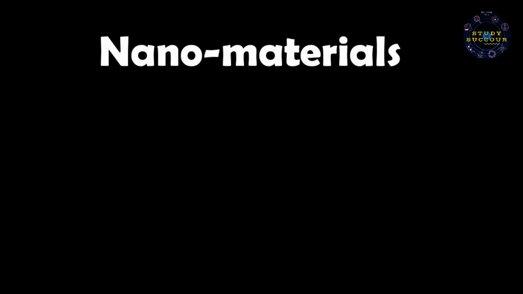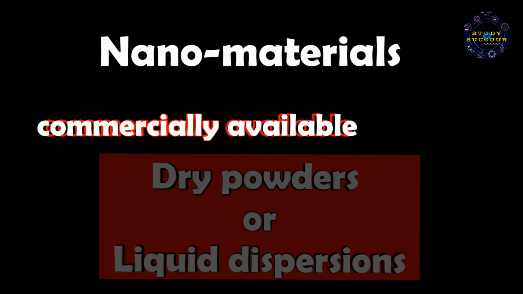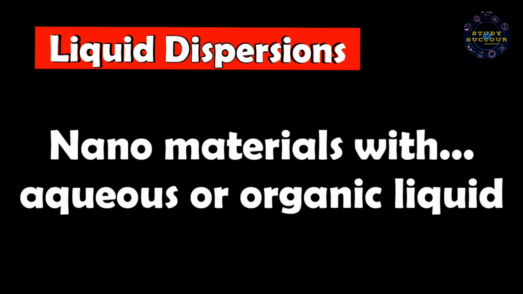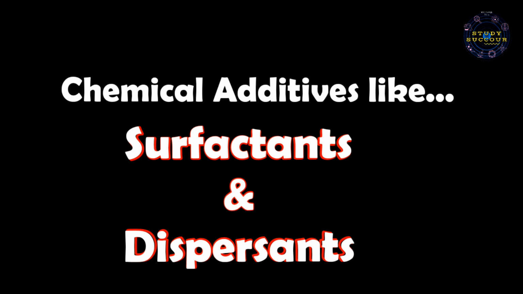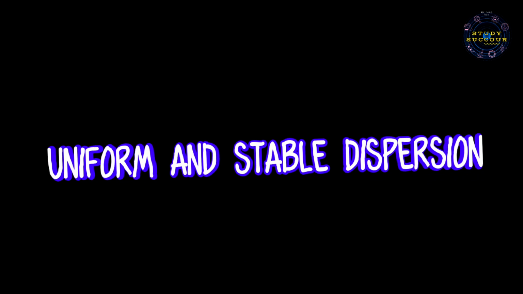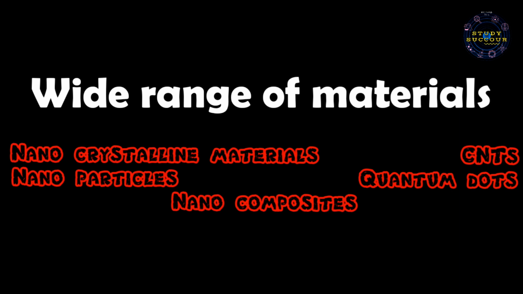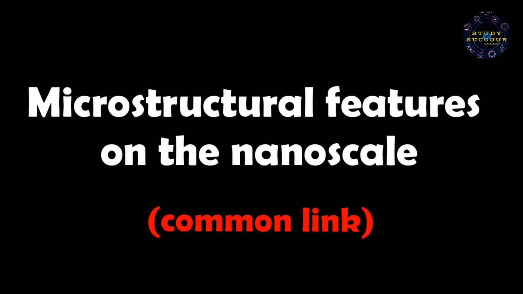Some nanomaterials are already commercially available in the form of dry powders or liquid dispersions. Liquid dispersions are obtained by combining nanomaterials with an aqueous or organic liquid to form a suspension or paste. Now, chemical additives like surfactants or dispersants can be necessary to obtain a uniform and stable dispersion. The nanomaterials constitute a wide range of materials, including nanocrystalline materials, nanocomposites, nanoparticles, carbon nanotubes, and quantum dots. They all have microstructural features on the nanoscale. This is the common link between all the nanomaterials. Now let's discuss some nanomaterials.